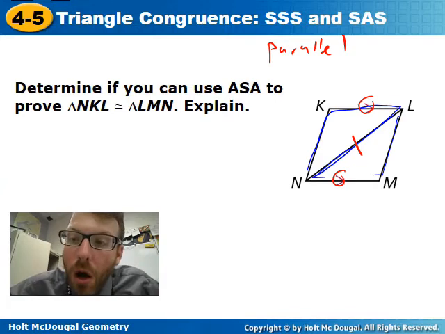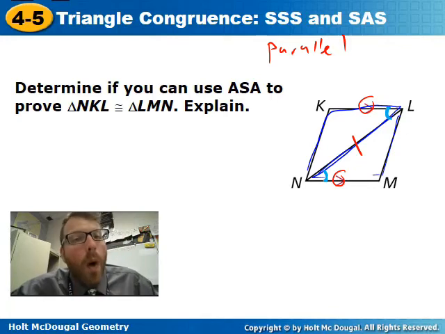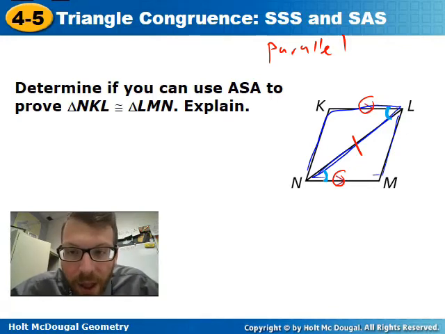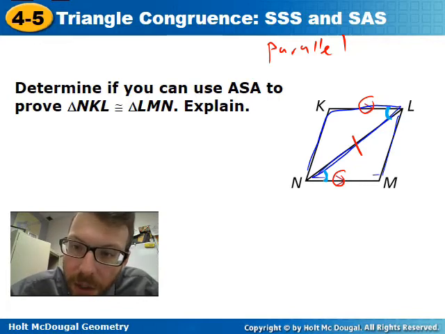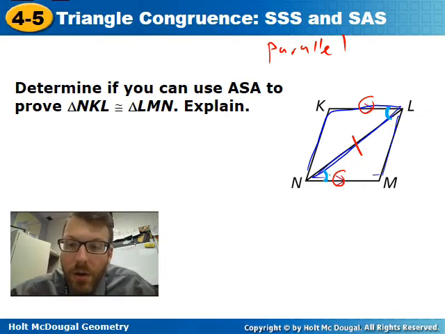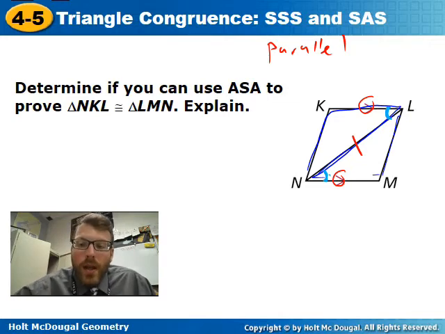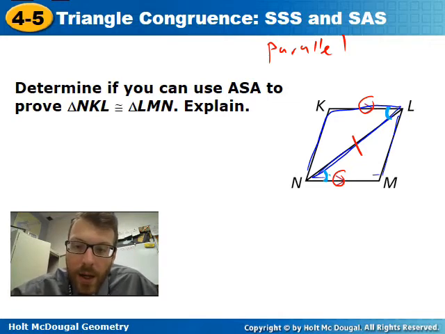Okay, you should know then that this angle right here is congruent to this angle right here. Why? Well, because LN refers to a transversal that is cutting KL and NM. And it's parallel, so that means that these alternate interior angles are congruent. Okay? So right now, all I know is I have a side and an angle.